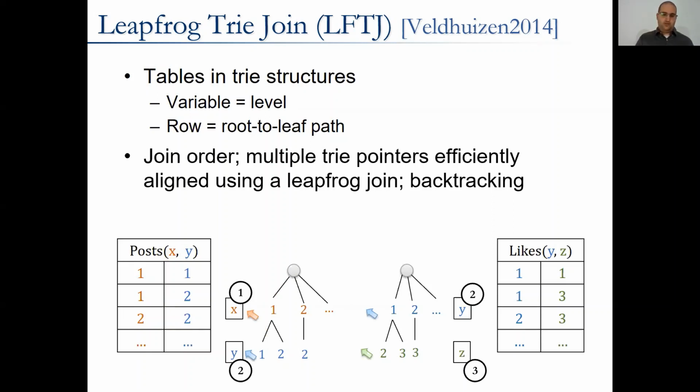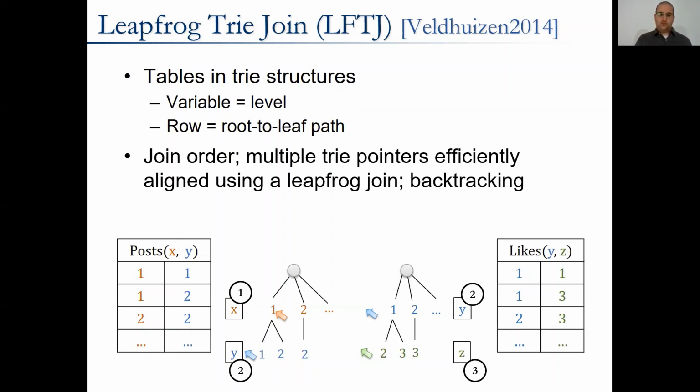Now, based on the join order of the join variables, we're going to start looking for matches for each join variable. So we start with X. The first match is 1. Now we're going to move to the next join variable Y, but before that, we're going to focus on the children of the match in the trie. So the children are 1 and 2.